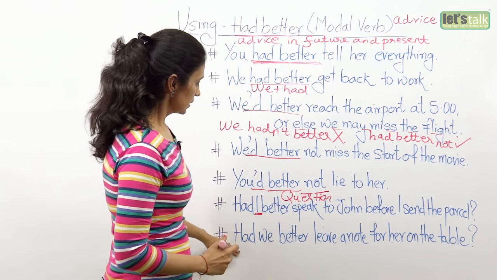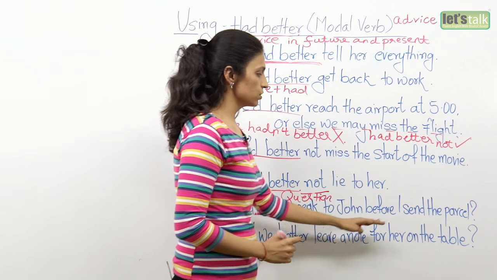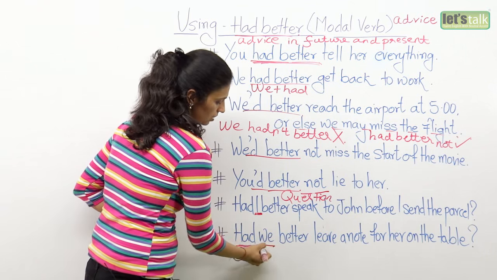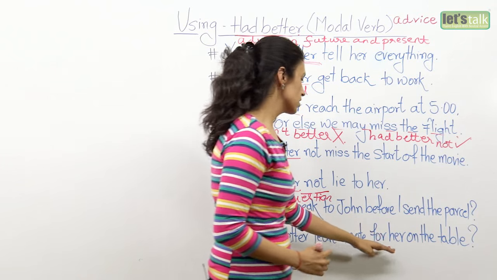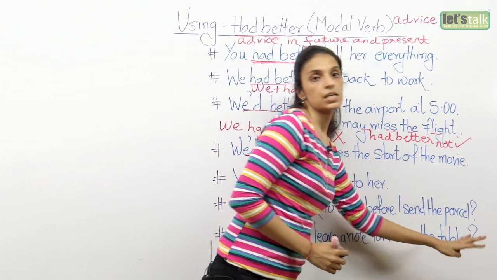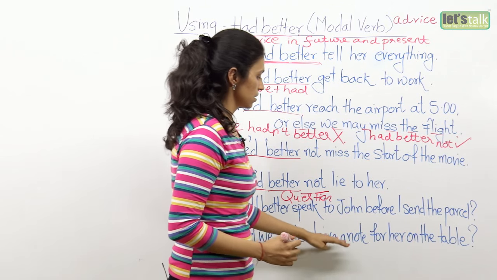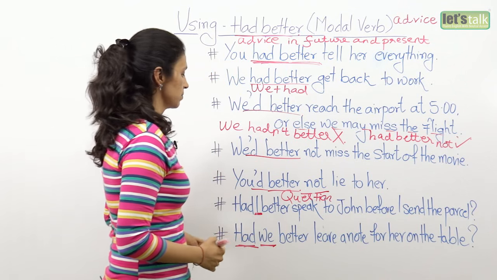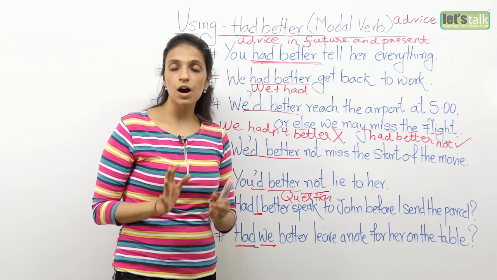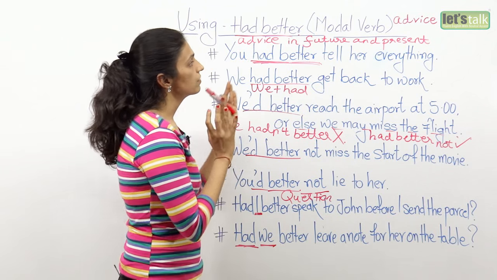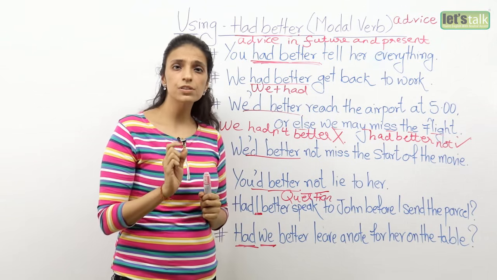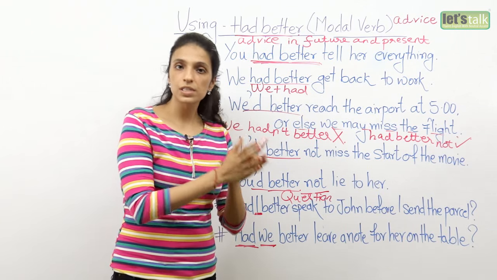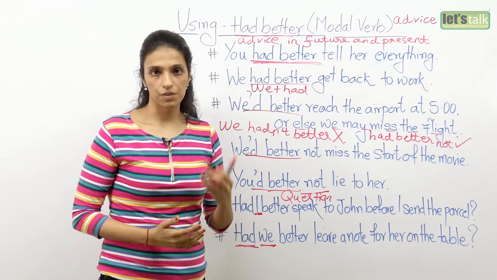Okay. The next question, had we better leave a note for her on the table? Again, if you see, I have put had before the subject we. Had we better leave a note for her on the table? Asking you if it is a good option or is it a good suggestion to leave a note for her on the table. Okay, friends, this is how we use had better as a modal verb to give advice or suggestion in a particular situation when you want to say if you do not do this, you have a negative consequence or an impact.